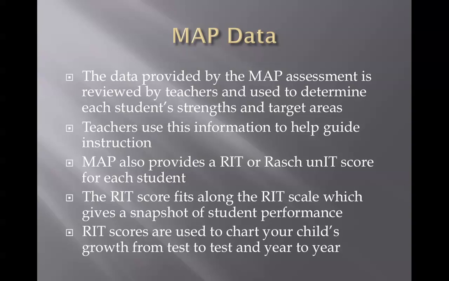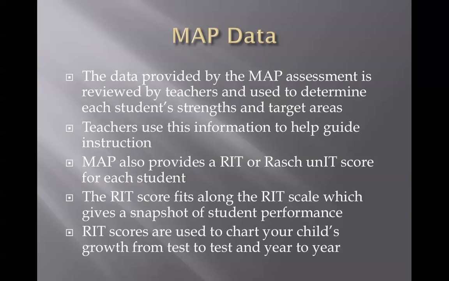MAP data. The data provided by the MAP assessment is reviewed by teachers and used to determine each student's strengths and target areas. Teachers use this information to help guide instruction. And in fact, some of our teachers have already begun using this for helping with differentiation, making groups in the classroom, etc. MAP also provides a RIT, or Rasch Unit, score for each student. The RIT score fits along the RIT scale, which gives a snapshot of student performance. RIT scores are used to chart your child's growth from test to test and from year to year.